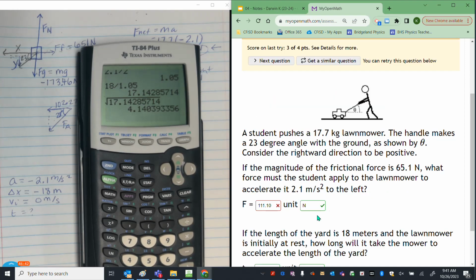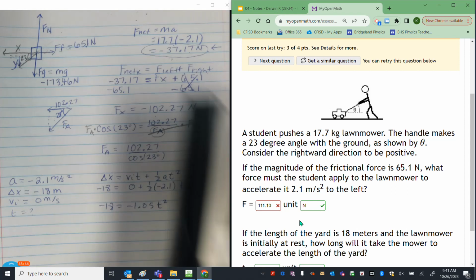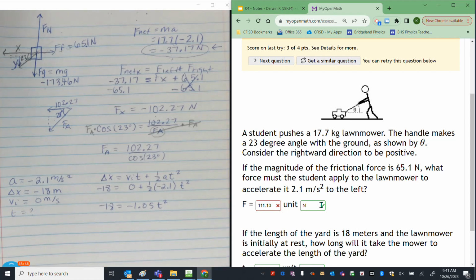Oh, I just realized I forgot my negative sign. See? Let's see. At least I'm assuming that's what the issue was here, unless I rounded somewhere. Let's see. Yep. All right.